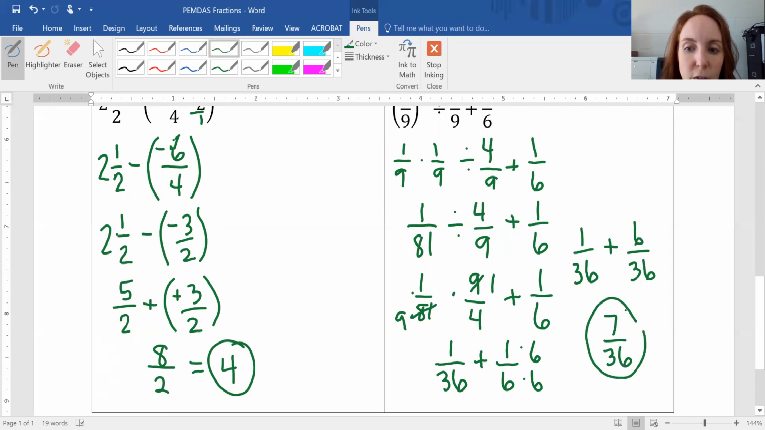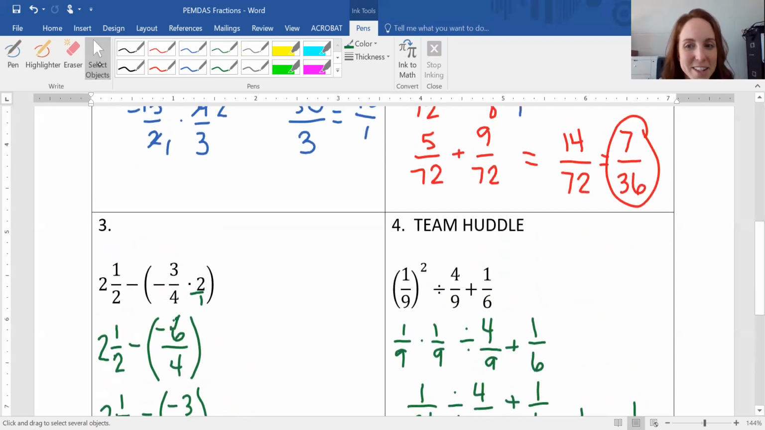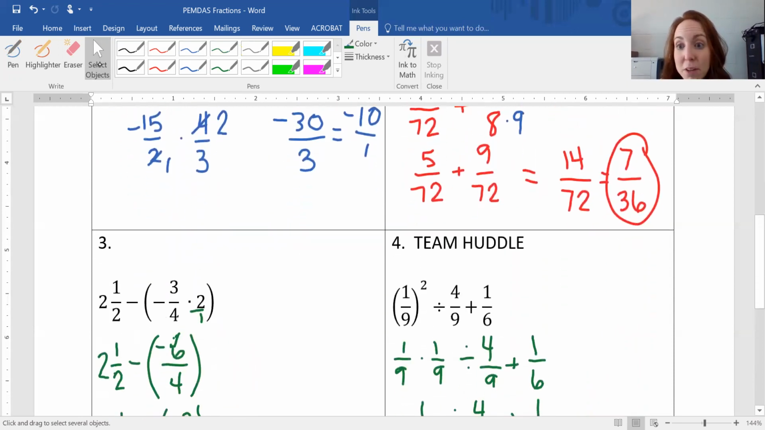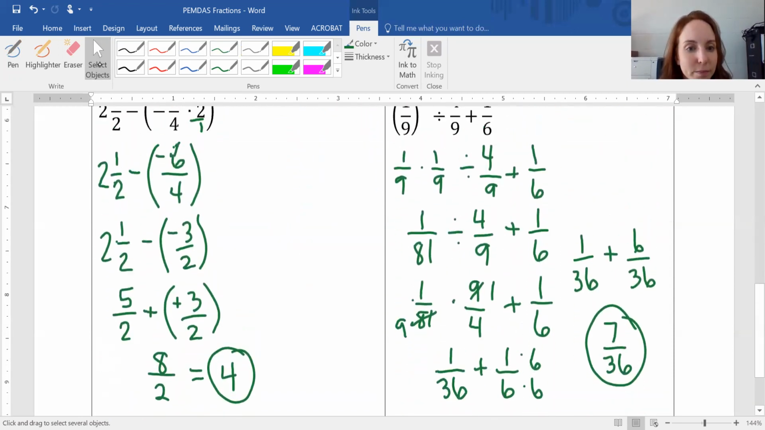If you were thinking to yourself, Mrs. Simpson, I got 7 over 36, and that was the same answer to number 2. Not sure how that happened, but it did.